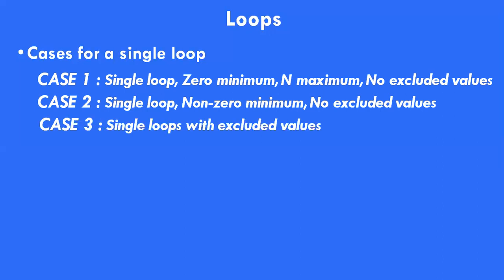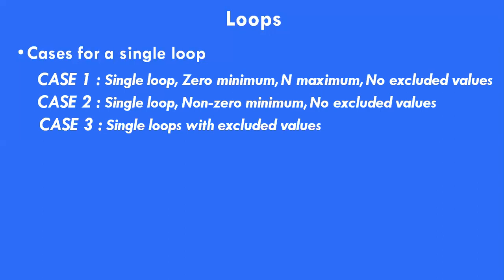In the case of the single loop with excluded values, we are not going to consider the boundaries. So here we treat a single loop with excluded values as two sets of tests that consist of loops without excluding the values, such as case 1 and case 2. So in case 1 and case 2, there are no excluded values, and here we are excluding the values. So these are the three different cases.